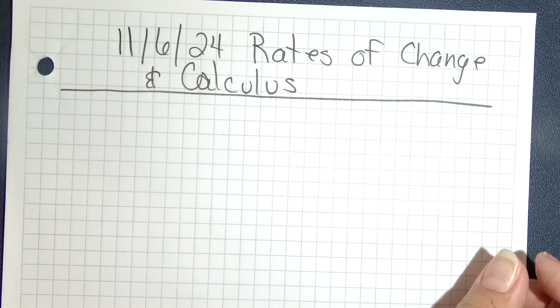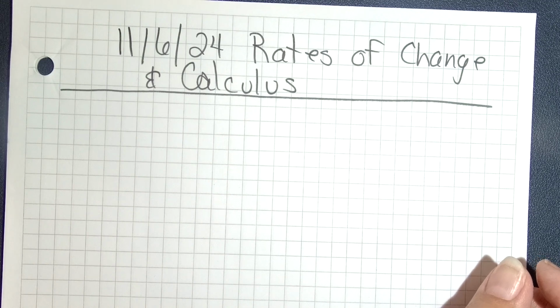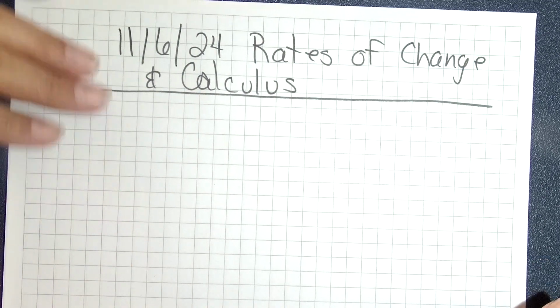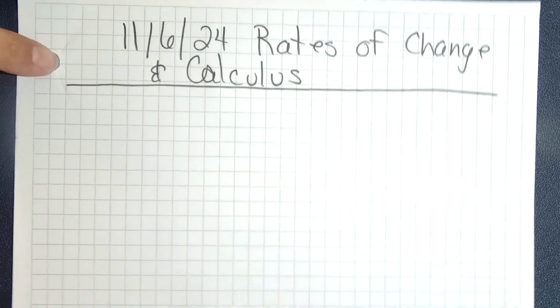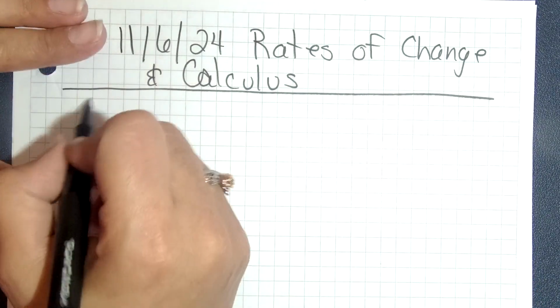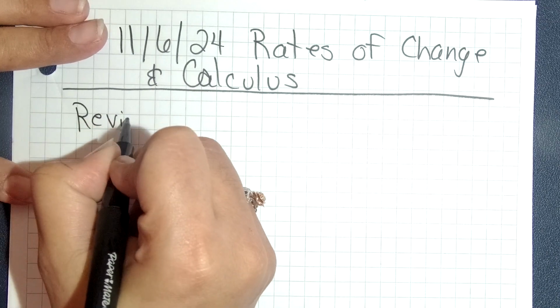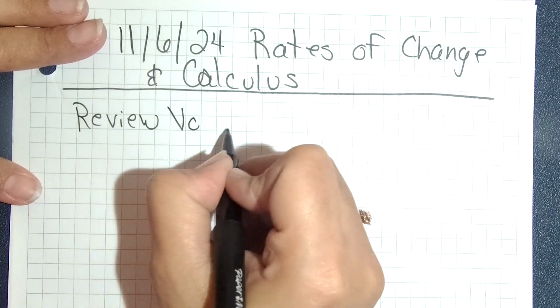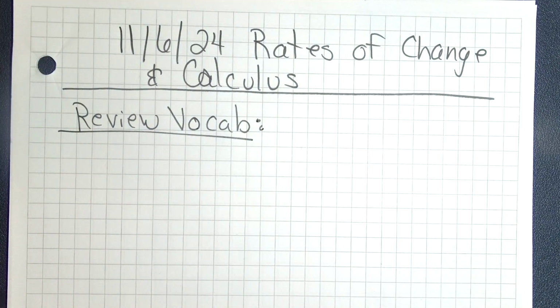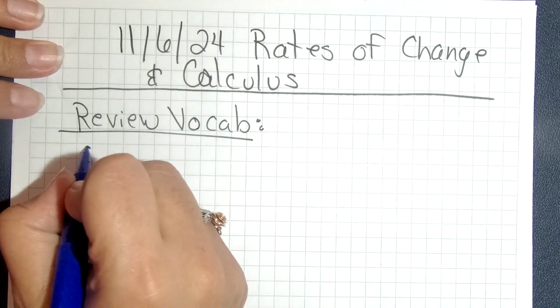So before we get into the actual calculus part, just like we did in the do now, we're going to review some old vocabulary. And then we will start new vocabulary and do examples. Okay. Our first review vocabulary is slope. Does anybody remember the definition of slope?